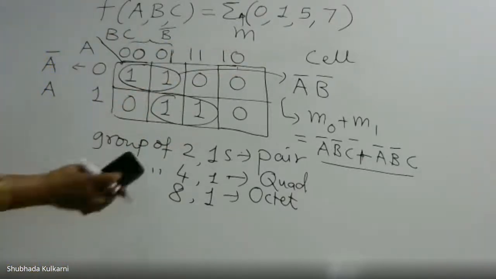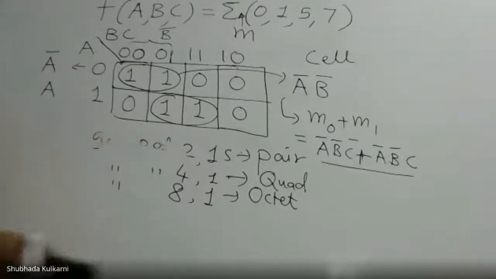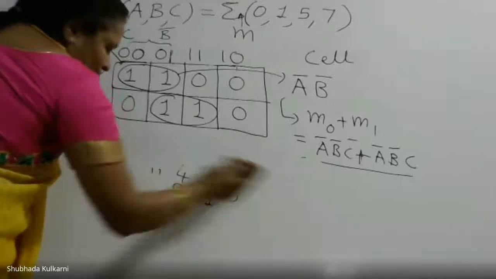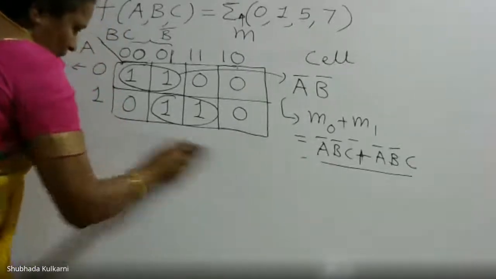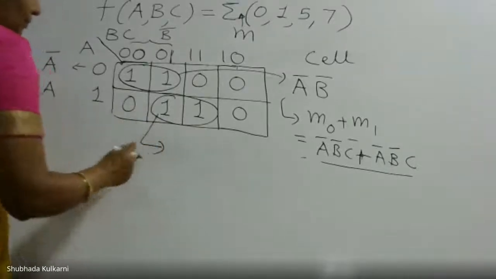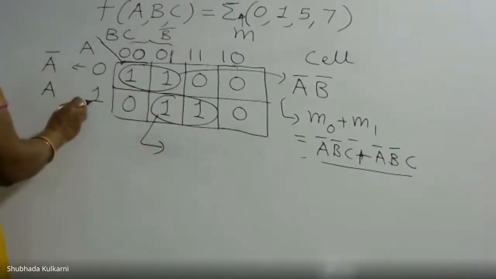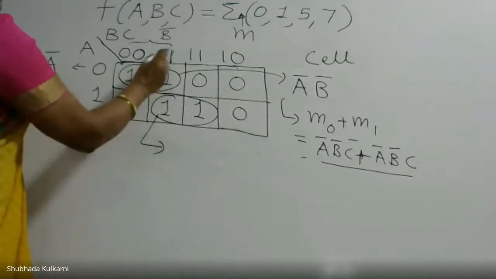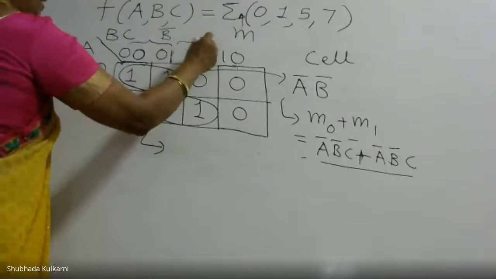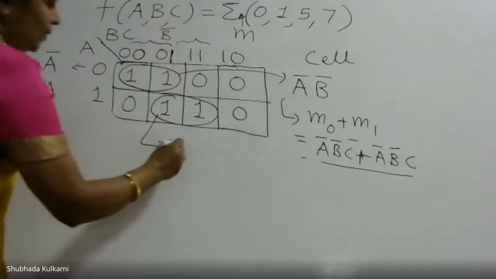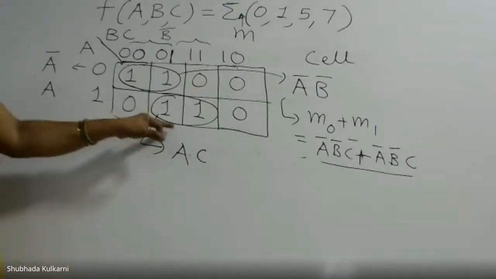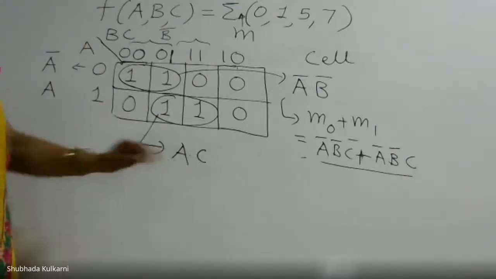Now similarly, there is one more pair in the second row, and just check what the expression for this is. So this will lead to row side it's A, column side B is changing from 0 to 1, but C is there. So here to here the expression will be C, and therefore it is AC, A dot C. So this pair will give you the expression A dot C.